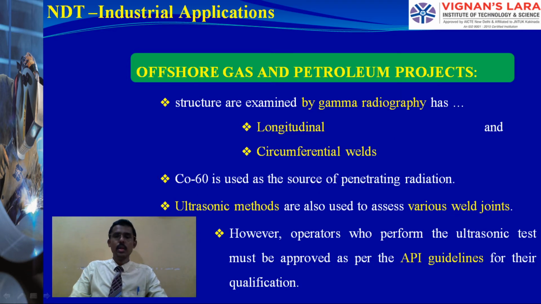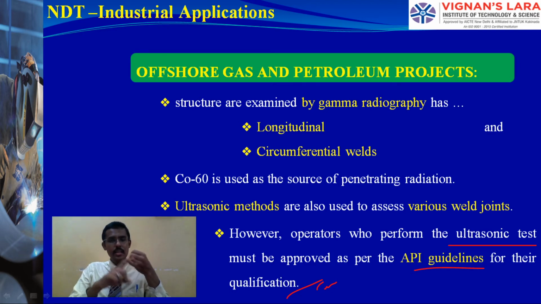However, the operator who performs the ultrasonic test must be approved as per the American Petroleum Institute, API, guidelines for qualification. Here the welder needs the Certified Welder Inspection Program, CSWIP, to inspect the welding. At the same time, NDT Level 3 is needed for inspections. NDT Level 2 people become technicians, operators of the ultrasonic and radiographic machines.